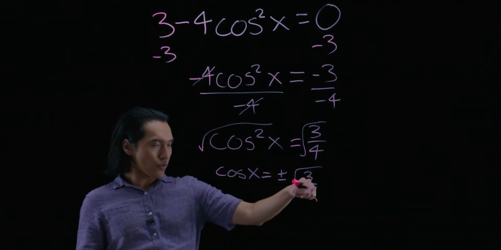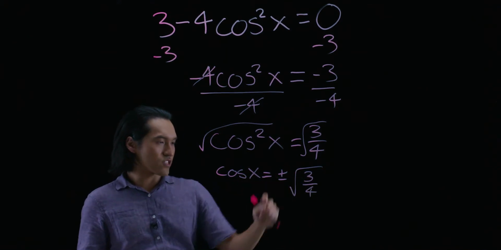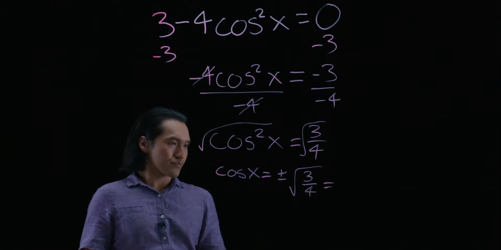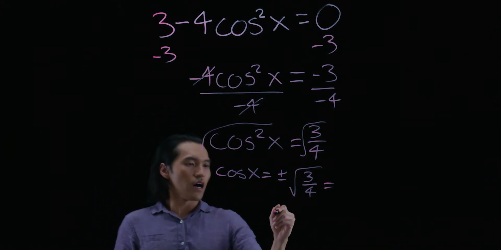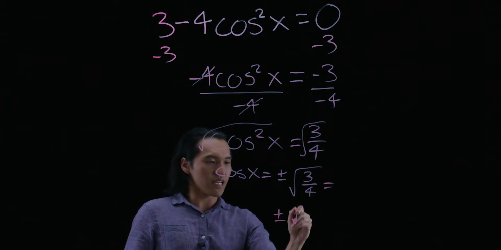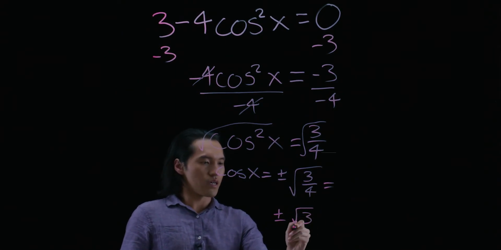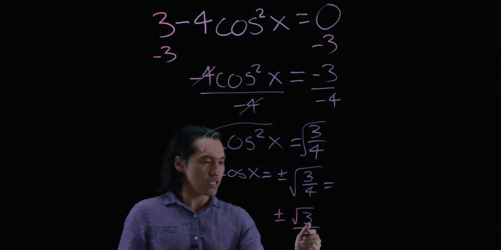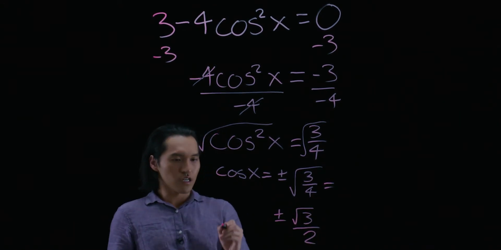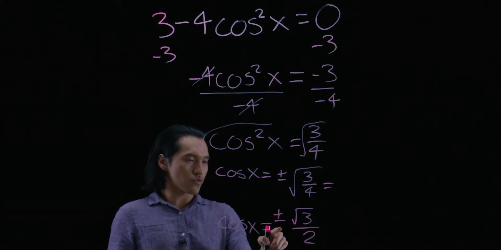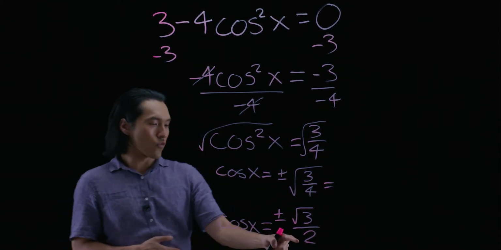Before we continue with the cosine part, we can simplify this a bit, right? We can separate the top part of this with the bottom part of the square root sign. So the top part could stay as square root of 3. But the bottom part becomes the square root of 4, which we know is just 2. So the cosine of x is equal to plus or minus the square root of 3 over 2.